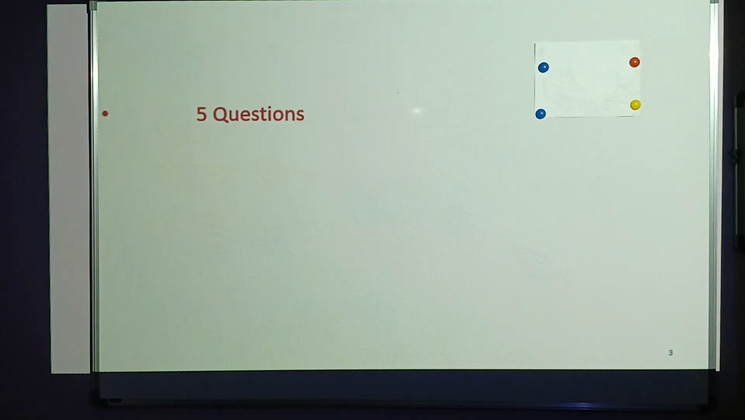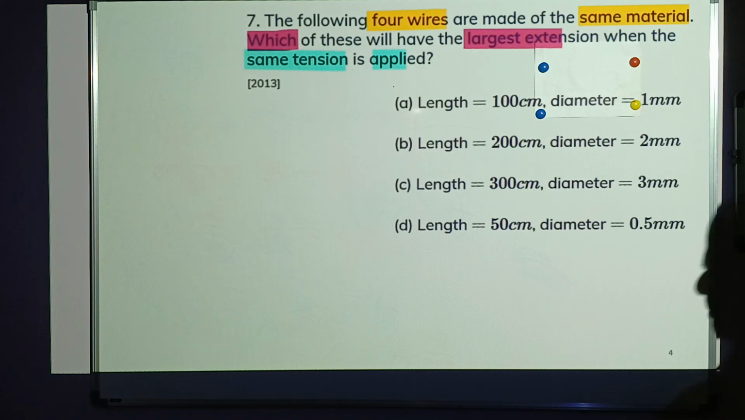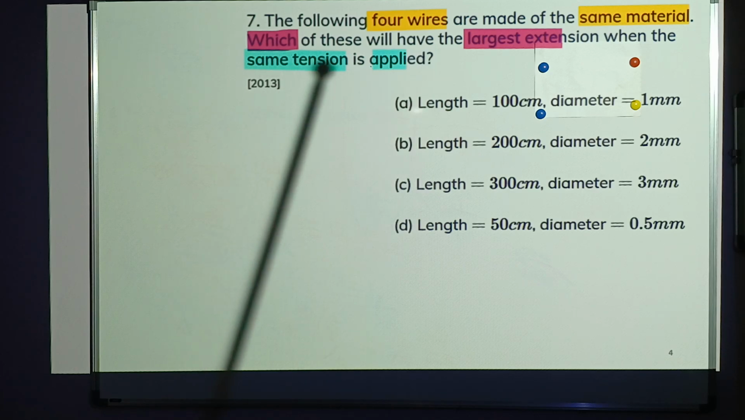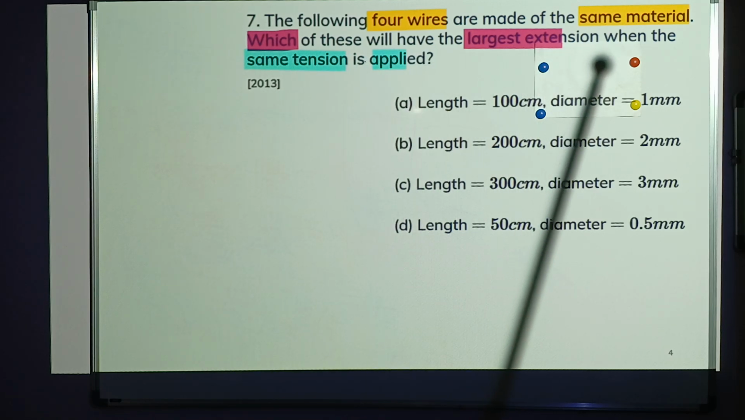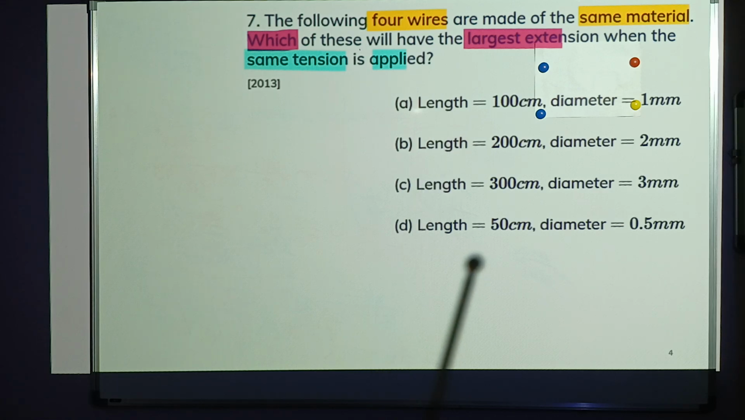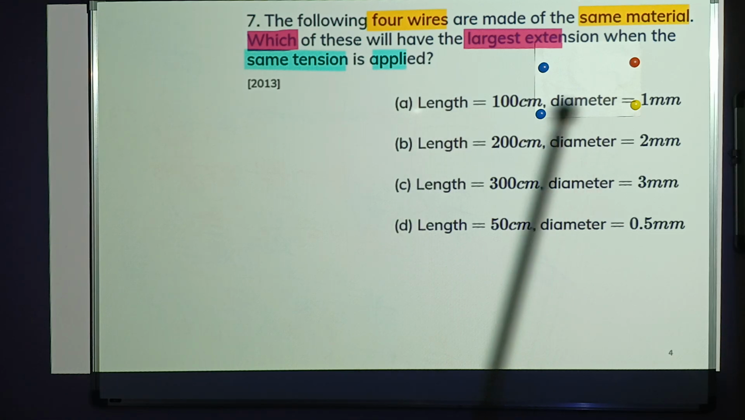I will discuss some 5 questions. This is the first one. You can read it. The following 4 wires are made of the same material. Which of these will have the largest extension when the same tension is applied? 4 options are given. Length is changing, diameter is changing.